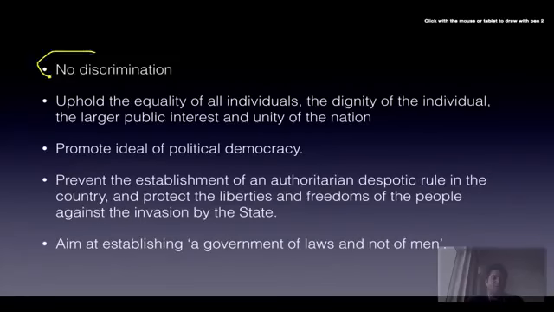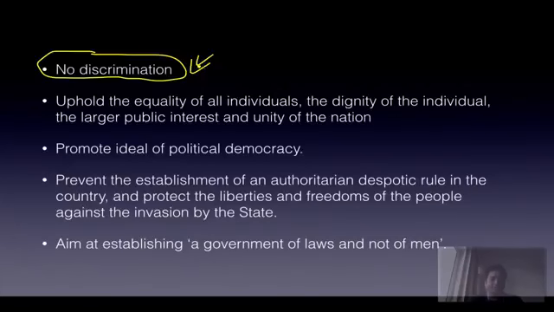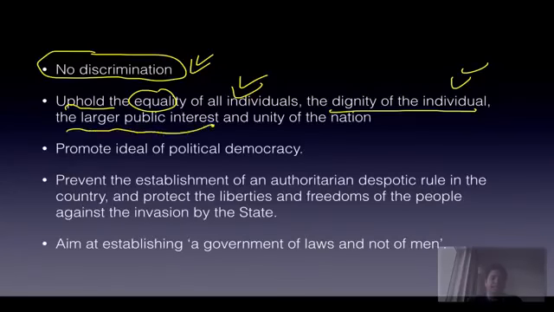They do not do any discrimination on the basis of color, religion, sex, etc. So there is no discrimination among the citizens of India. There will be a distinction between citizens and non-citizens of India. It upholds the equality of all individuals. It upholds the dignity of the individual. It upholds the larger public interest as well as the unity of the nation.